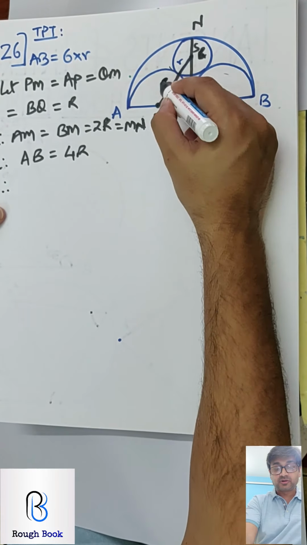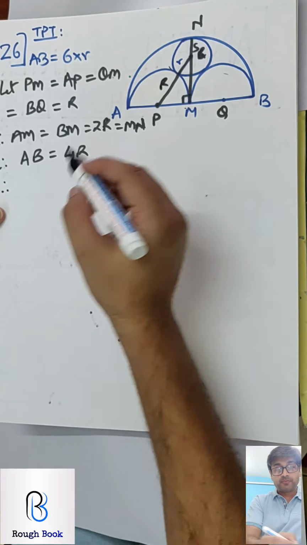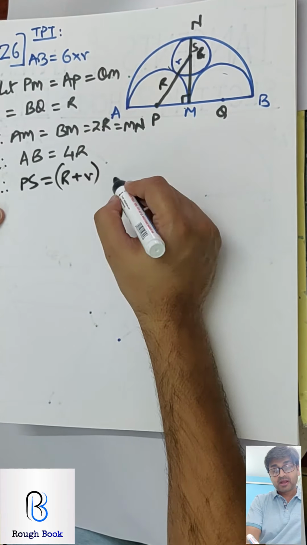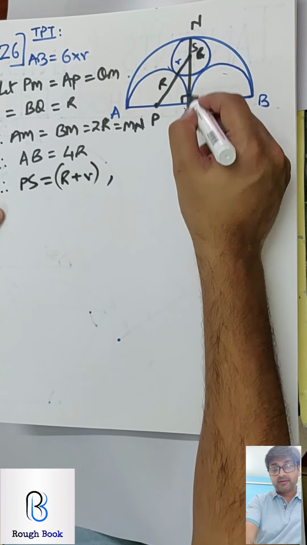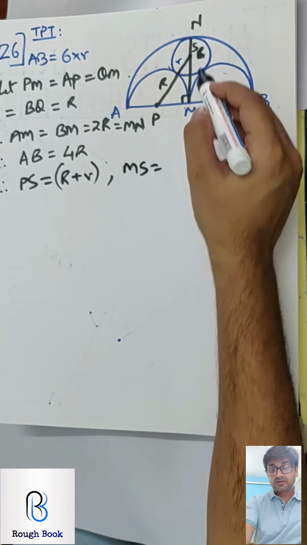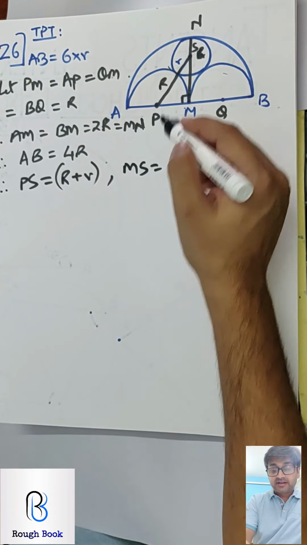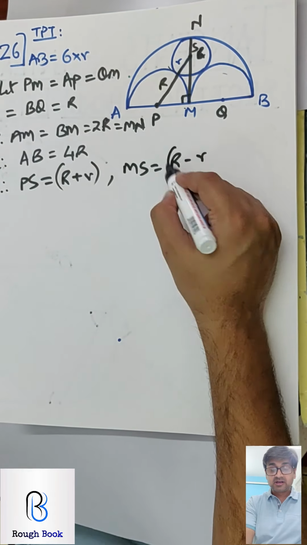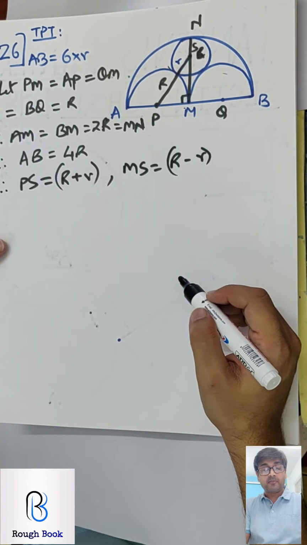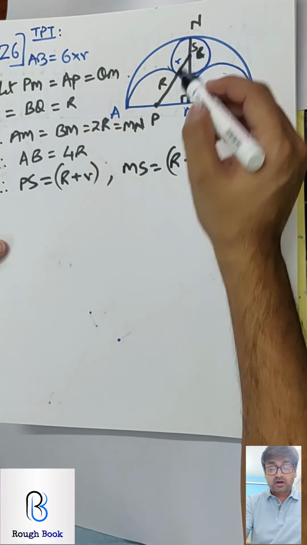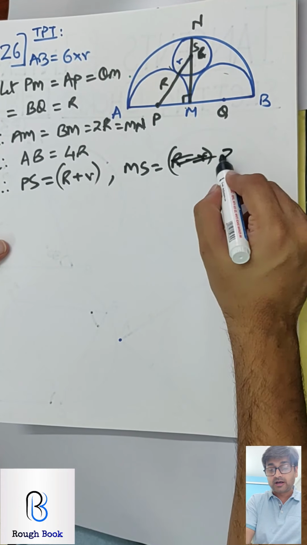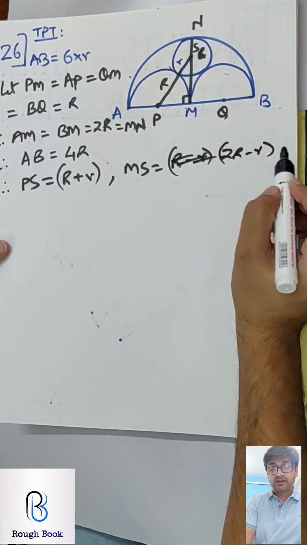Second one, this is also R radius, so PS can be called R plus r. And MS, this part. Now full MN is 2R and this NS is small r, the radius. So therefore you get it as 2R minus r. See, one minute, MN is 2R, my bad. So this is going to be 2R minus r, very important.